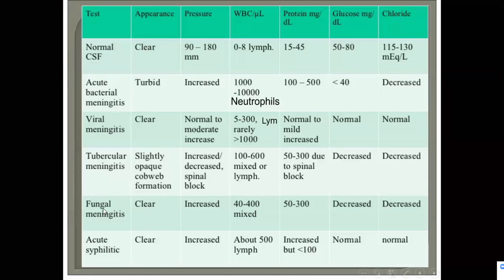Fungal infection, like cryptococcal fungal infection: clear appearance, pressure increased, also mixed cells, 40 to 400. Protein is 50 to 300, glucose decreased. In case of syphilis: clear, pressure increased, about 500 lymphocytes. Protein is increased but usually less than 100 milligram per deciliter, glucose normal and chloride normal.